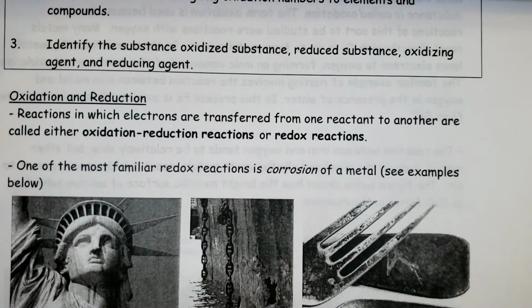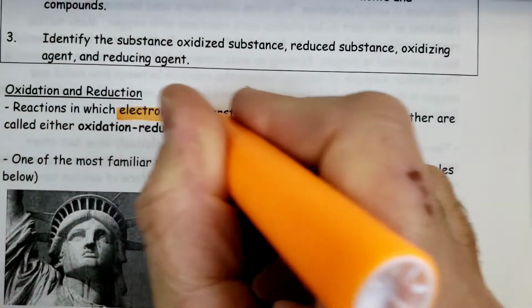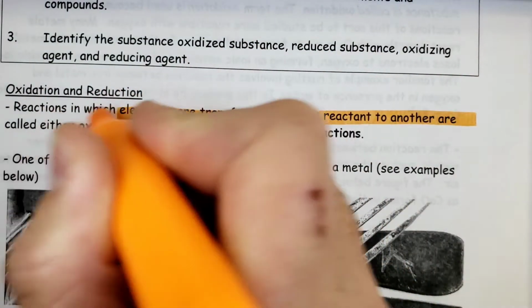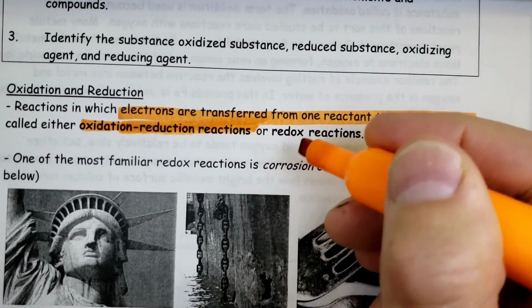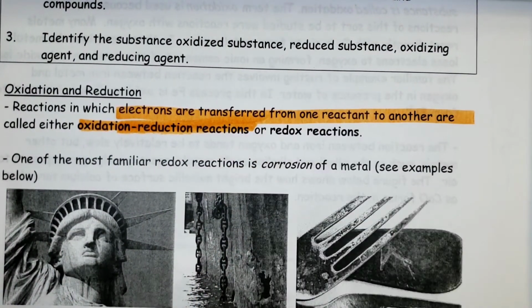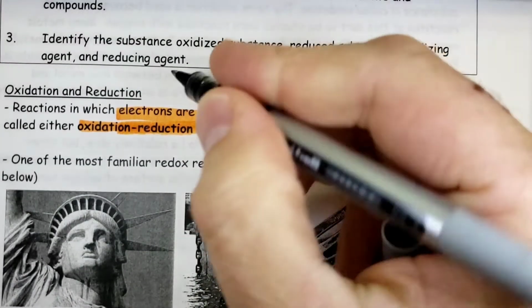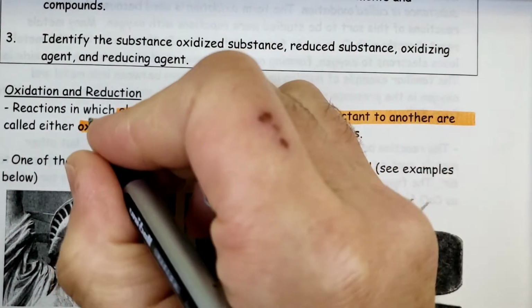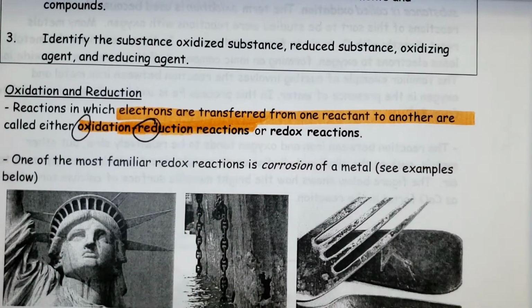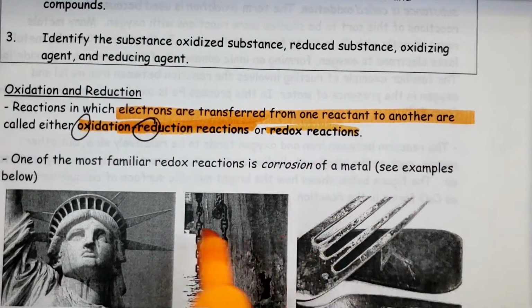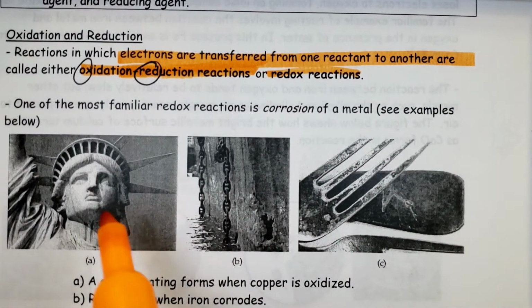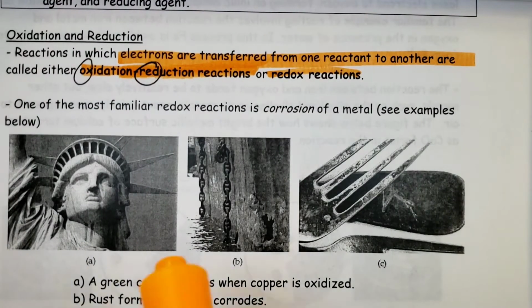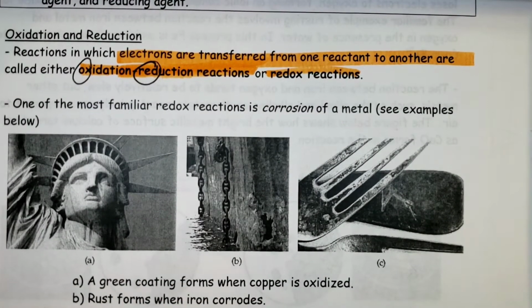Reactions in which electrons are transferred from one reactant to another are called oxidation reduction reactions, or for short, we take the red part from here and the ox from here and refer to them as redox reactions. One of the most familiar redox reactions is the corrosion of a metal. For example, below we have the Statue of Liberty. It's green. It was originally a copper color.